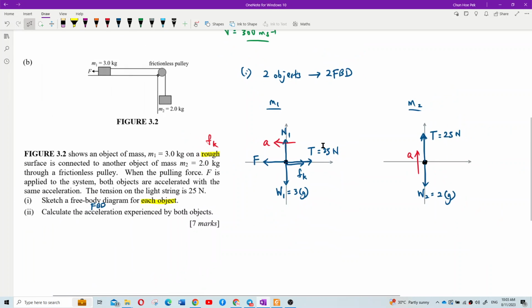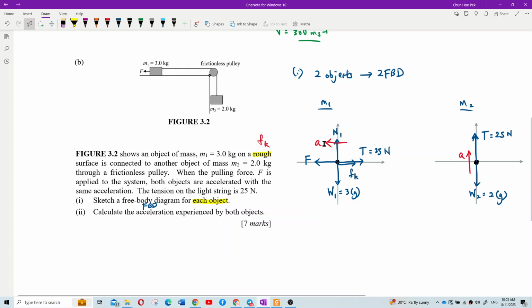Our free body diagram. Question 2. Find the acceleration experienced by both objects. Acceleration, find the A. How?